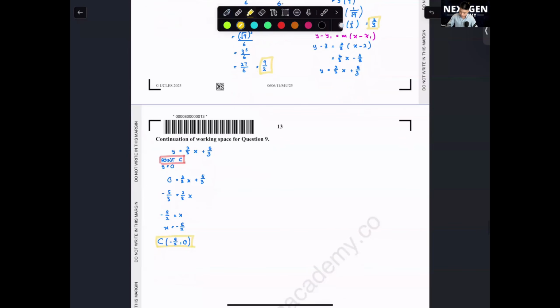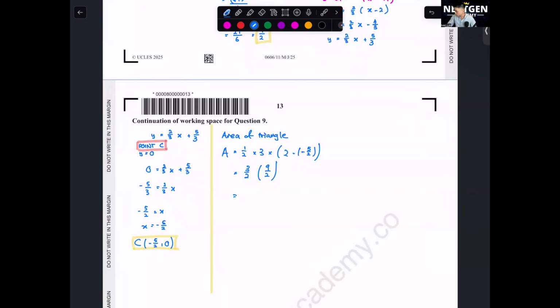Let's go to this next part. Area of triangle. We'll use half times base times height. So area is half times 3 times 2 minus 5 over 2. Half times 3 is 3 over 2, multiplied by 9 over 2. We will get 27 over 4.